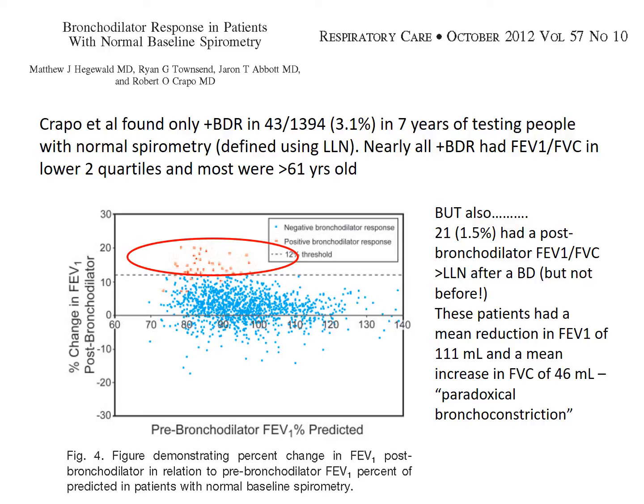But it's interesting, 21 of those 43 had a post-bronchodilator FEV1/FVC less than the lower limit of normal after a bronchodilator, but not before. So those patients turned abnormal, or you might want to say they were obstructed after a bronchodilator, which they've called paradoxical bronchial constriction. So you've kind of got a problem with those. That's one of the things when you're testing essentially normal people and doing something and then they go abnormal, what do you do about those?